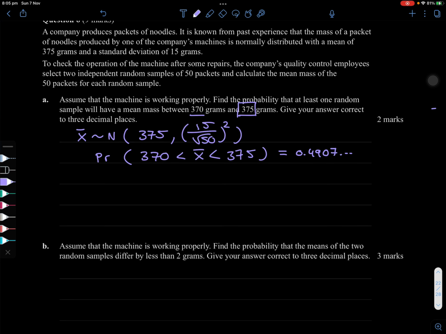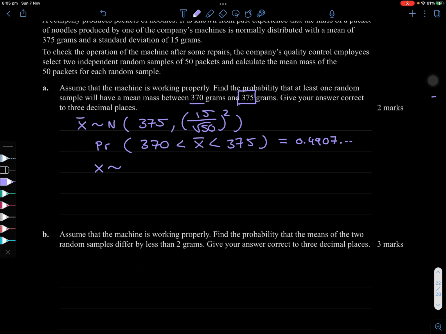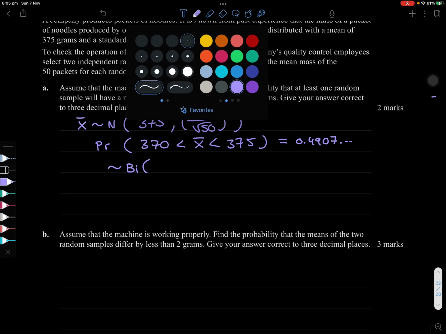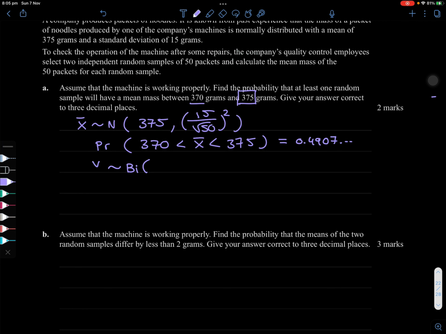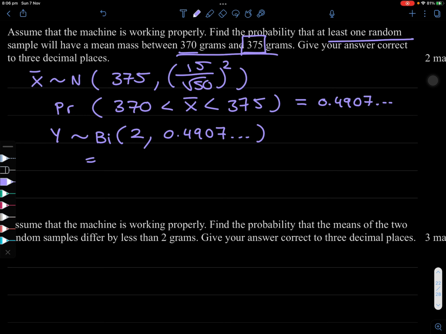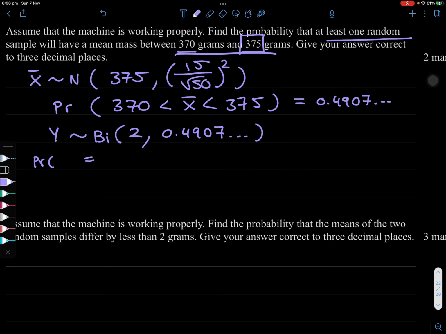Now we have two independent random samples, right? So we have y being binomially distributed. We want y to be at least 1, so y is greater than or equal to 1. Okay, n is how many we actually have, 2. And our chance of it being in between that is what we just worked out. Okay, there we go. Now we can have that notation.